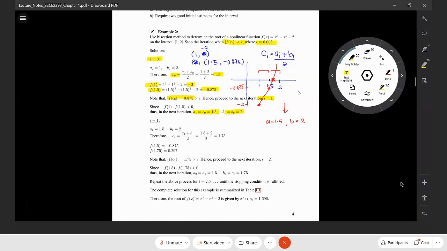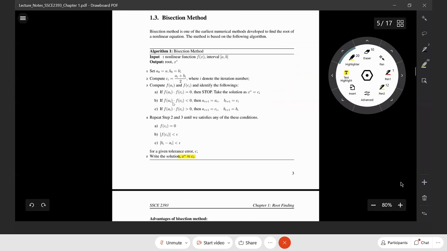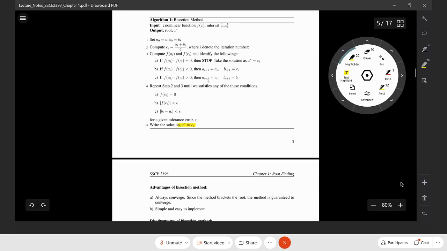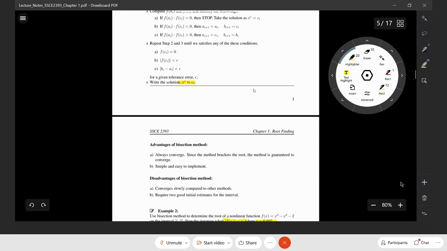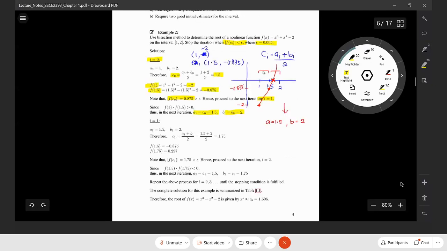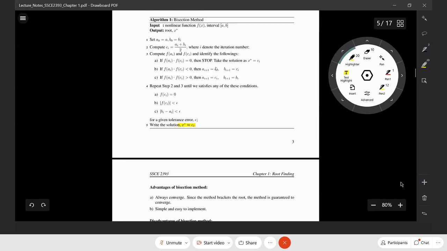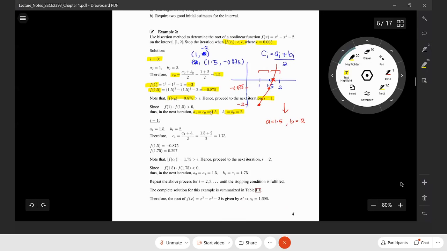Clear? This is illustrated in the algorithm here. If FA times FC is negative, then B changes, and A remains. If FA times FC is positive, then A changes. This one means you are taking the right interval, and this one the left interval. That's the decision, the illustration of FA times FC. If you understand the graphical explanation, you don't really need to memorize this. If you can just plot like this, you can decide on your own what the values of A and B are in the next round.